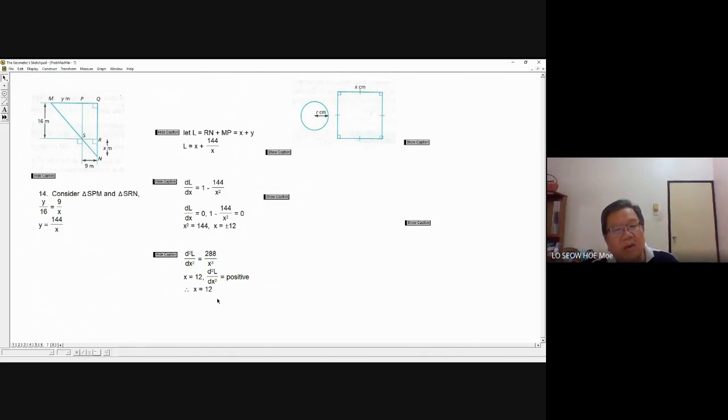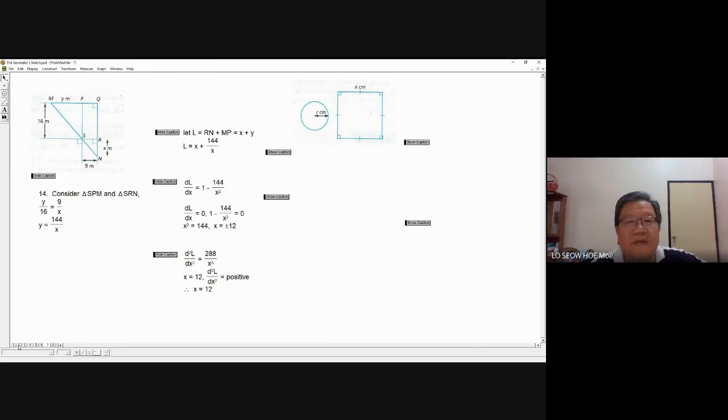Prove that it is minimum. That's all. You don't even need to find the value of Y. They also don't want Y, they just want X. If they want Y, you have to take the 12, put it back into the first equation to find the value of Y. Okay, done? Okay, next question.